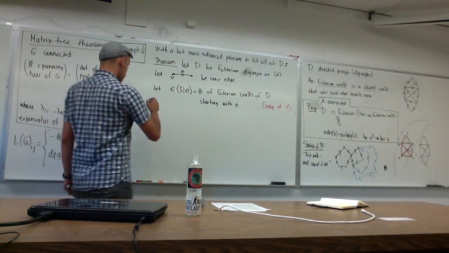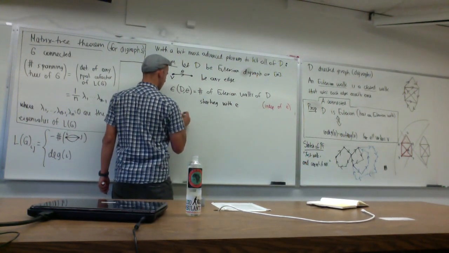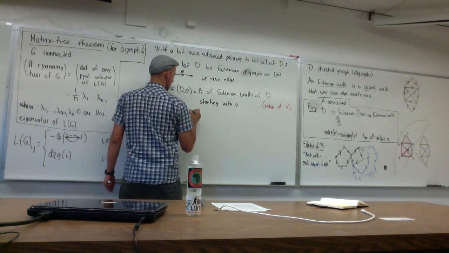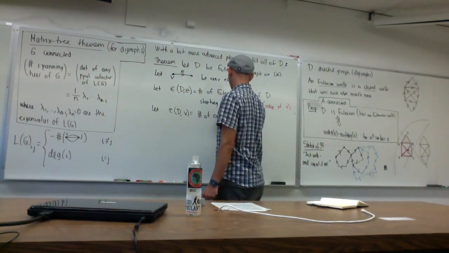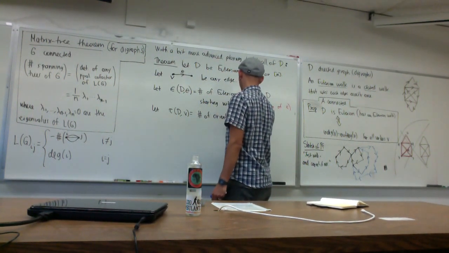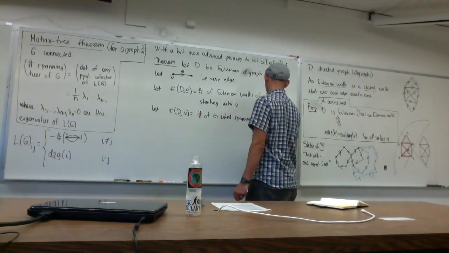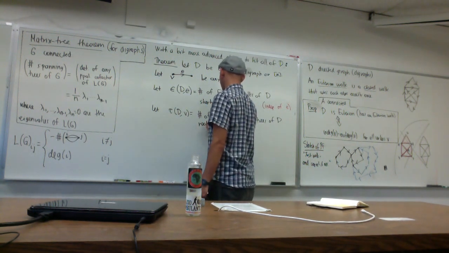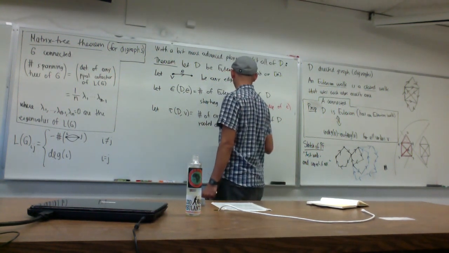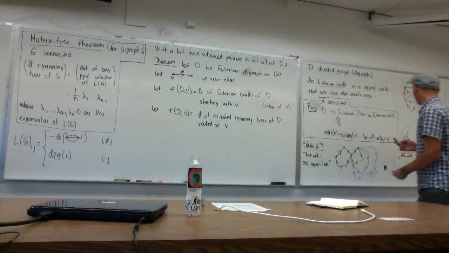Okay, now let tau of D comma V be the number of oriented spanning trees of D rooted at V. So let's talk about what that means.